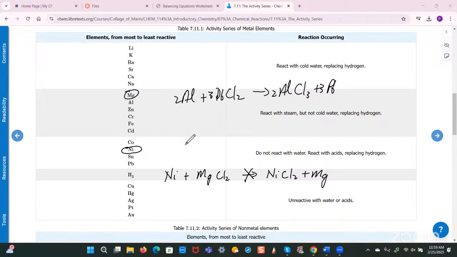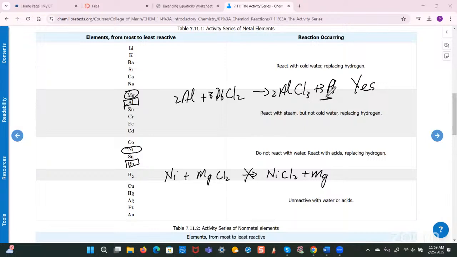Well, I will look for aluminum. Where's aluminum? Okay, aluminum is here. Where is lead? Lead is here. So aluminum is higher in the series compared to lead. What that means is that, yes, in this case, this reaction will take place. The aluminum will displace the lead to form the aluminum chloride, and lead will be formed as well.